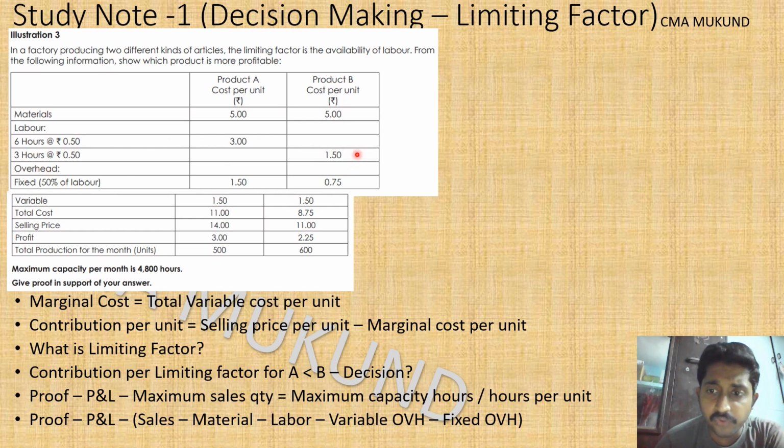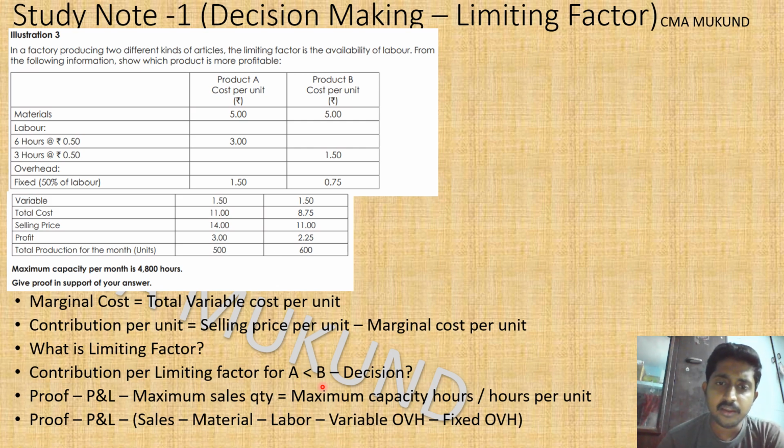So we have to find the contribution. For example, for product A: 14 minus 1.5 variable cost, minus 3 rupees labor cost, minus 5 rupees material cost, that will be the contribution of product A, divided by the hours of labor that is required. So per labor hour, what will be the contribution of product A? And per labor hour, what will be the contribution of product B? In our question, if you calculate, B will have the higher contribution per labor hour, which means labor is scarce in this scenario.